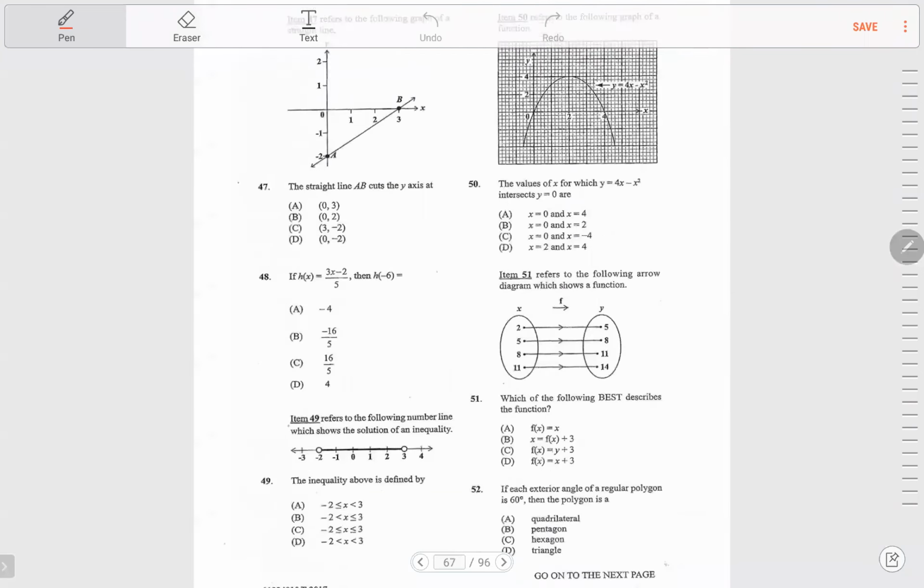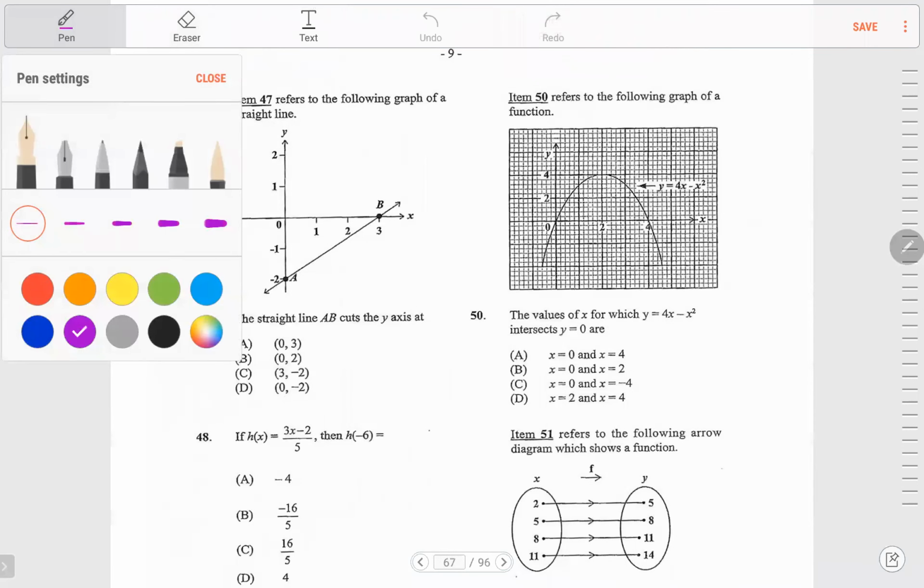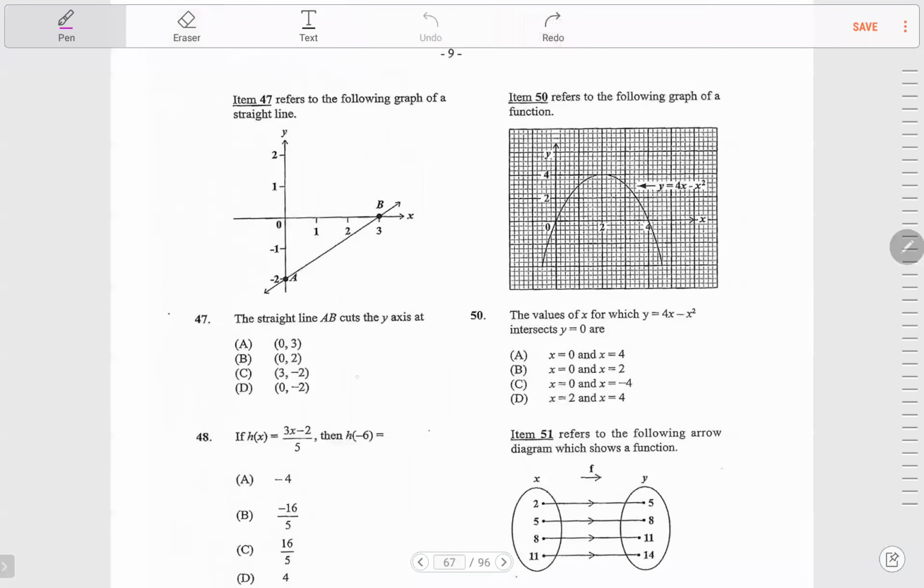Over here, I think we did this question already. We wanted the intersection with the y-axis, and it is this point, (0, -2).